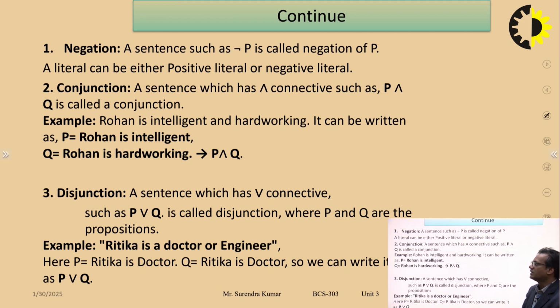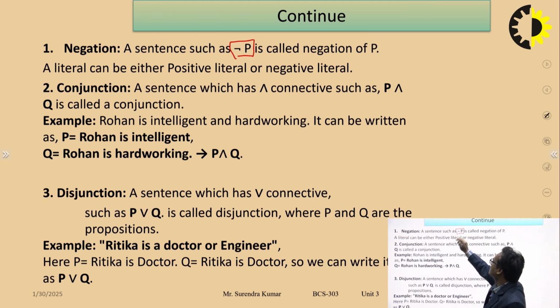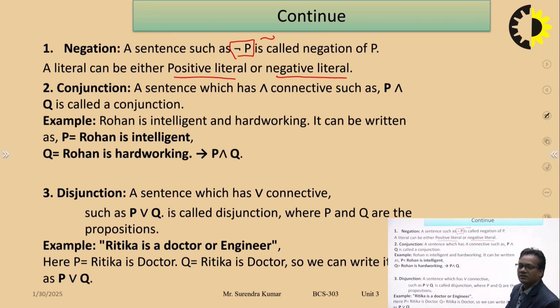The first one is negation. A sentence such as negation P, this is the symbol for negation. You can use other symbols also, as many books have different symbols. Placing this symbol before P will work as the negation of P. A literal can be either a positive literal or a negative literal.